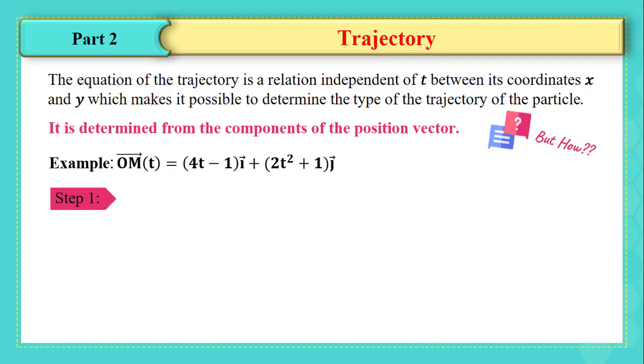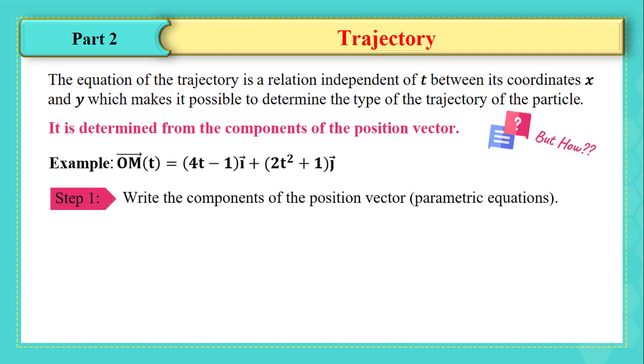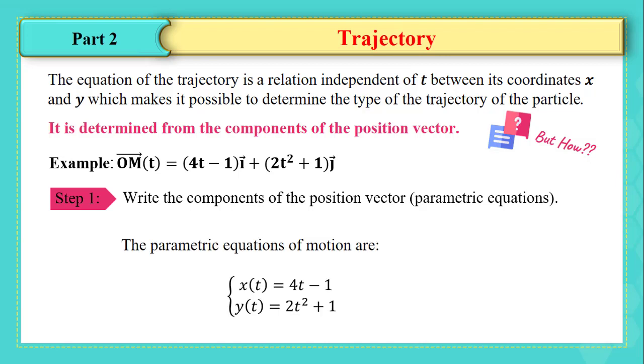Step 1. Write the components of the position vector, which are the parametric equations. The parametric equations of this motion are x of t equals 4t minus 1 and y of t equals 2t squared plus 1.